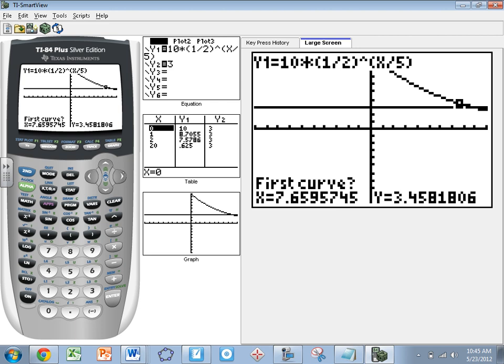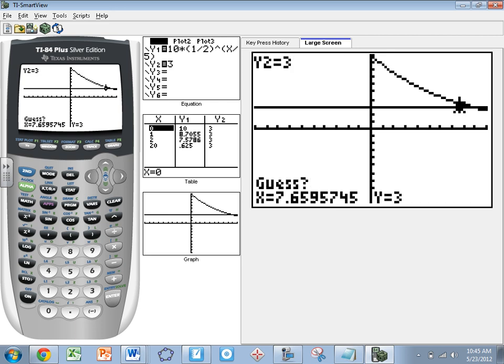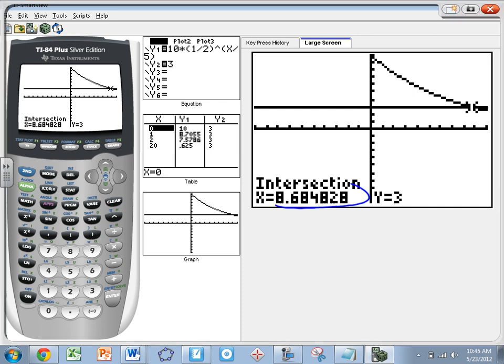It's just like we did earlier. Very good. Enter, enter, enter one more time. And take a look. What's the y value now? It's exactly 3. Earlier we were getting 2.98, 3.07, but now it's exact. And what's my time? 8.68 hours.